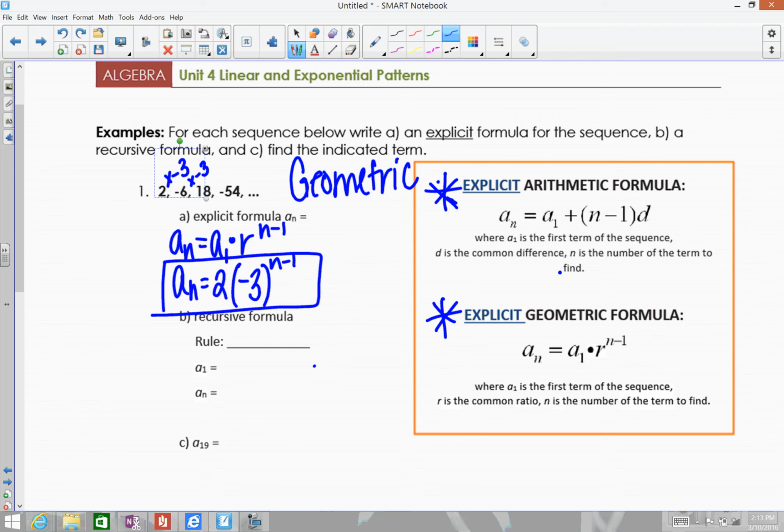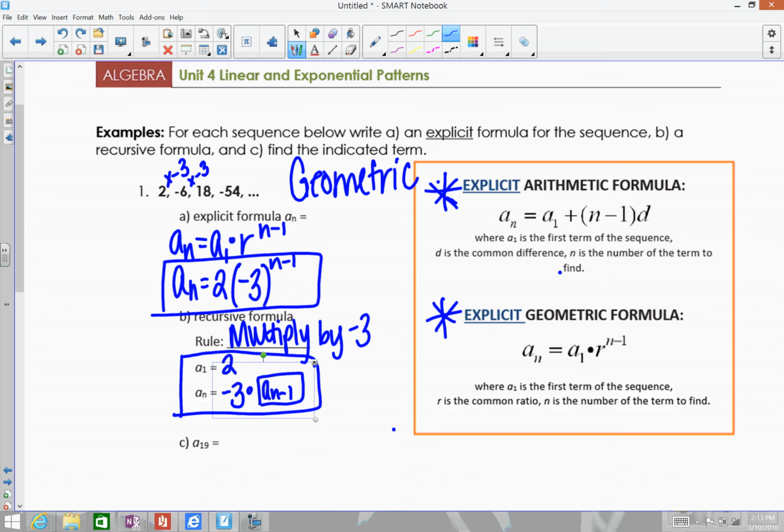Then for the recursive part, the rule is to multiply by -3, we already came up with it. So when we go to write this, a sub 1 is going to be 2. That's the starting term. But then you take -3 and multiply it by the previous term. That's the recursive part of this. So that's it. Here are your two formulas: the recursive formula versus the explicit formula.